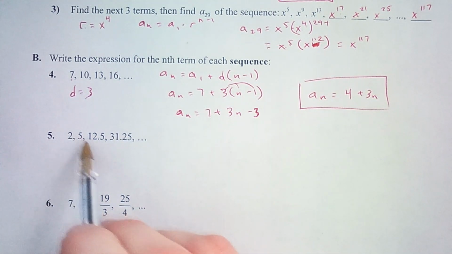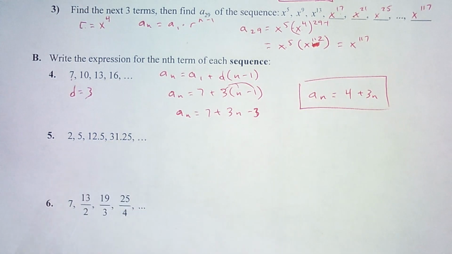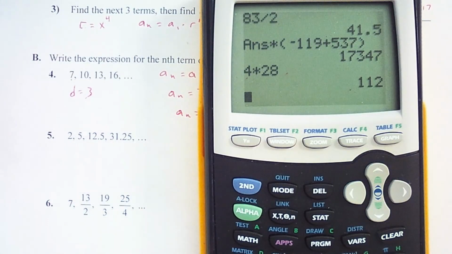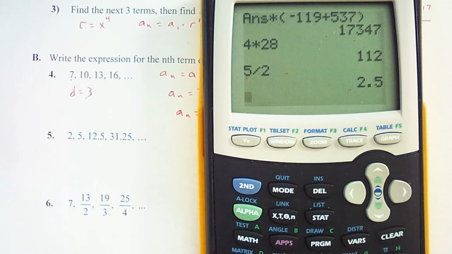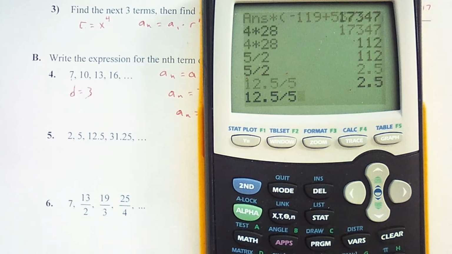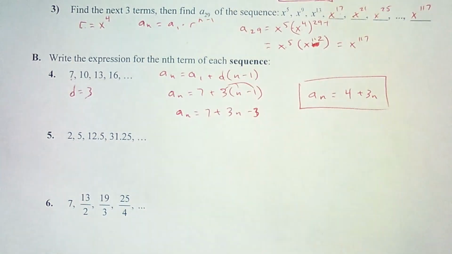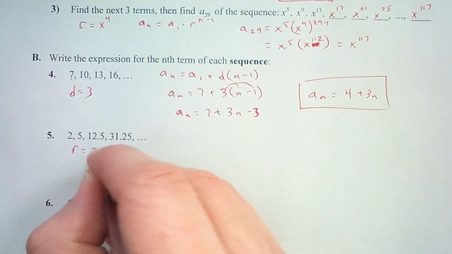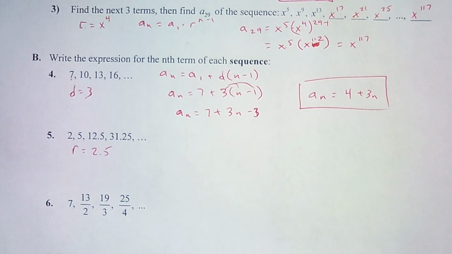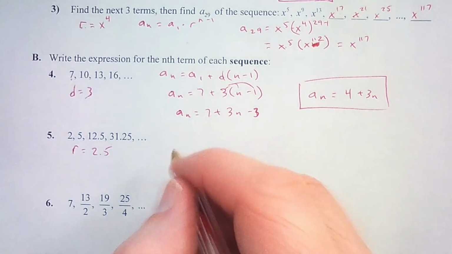Next, I've got 2, 5, 12 and a half, 31.25. That does not look like we're adding the same every time, so let's divide. Term 3 divided by term 2? We get 2.5. How about term 2 divided by term 1? We get 2.5. And every time I divide a term by its previous term, I should get 2.5. So I have a common ratio here of 2.5. So this is a geometric sequence.